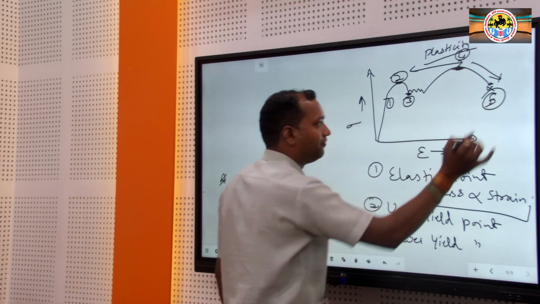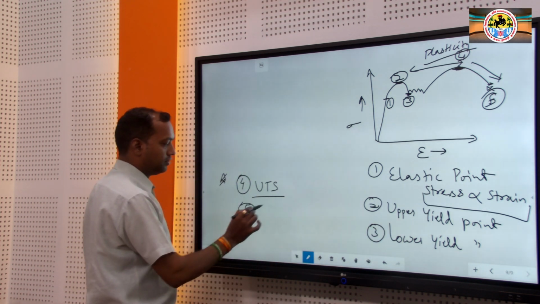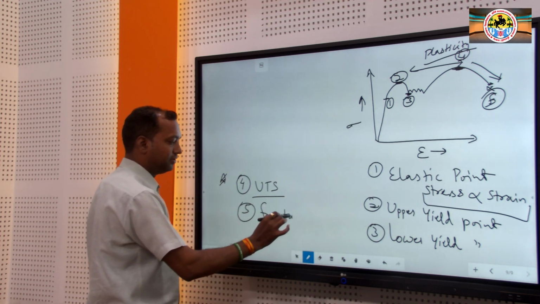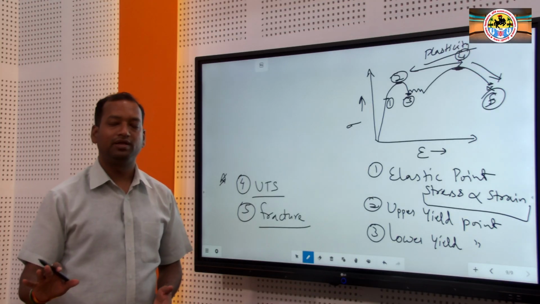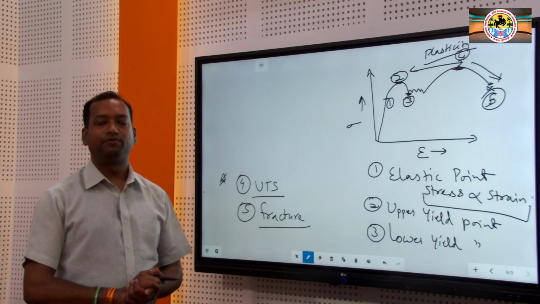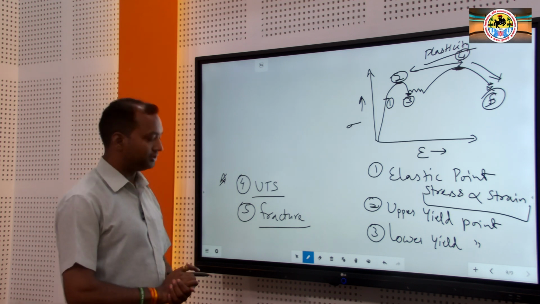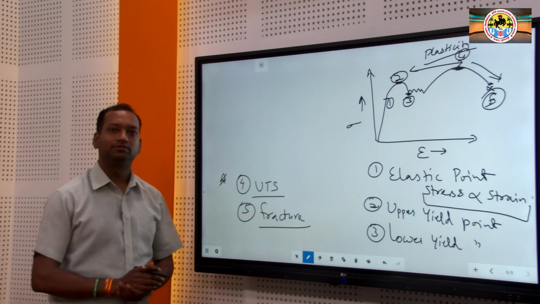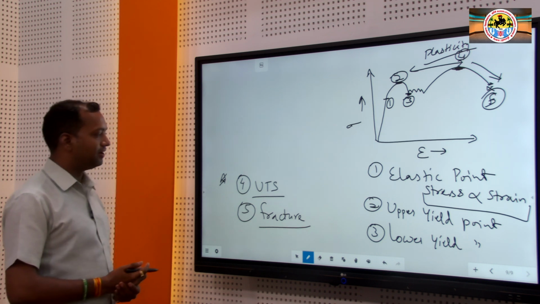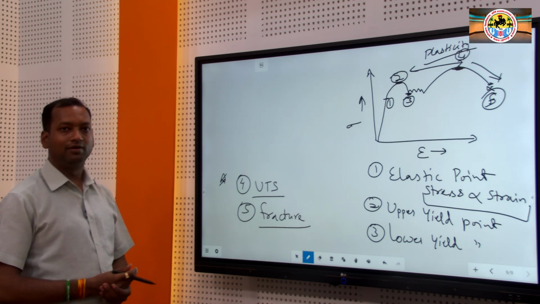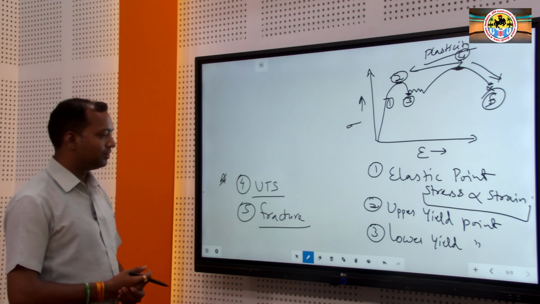Point number 5 is the fracture, meaning the material is going to fail now. After crossing point number 4, the material will no longer be able to be converted into the final product. So this is the review of the previous part you studied in your last semester. The revision of this should hopefully be done by you.